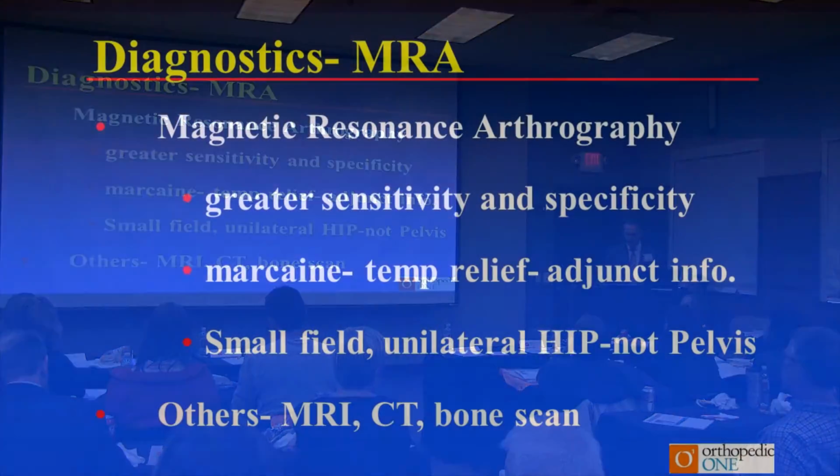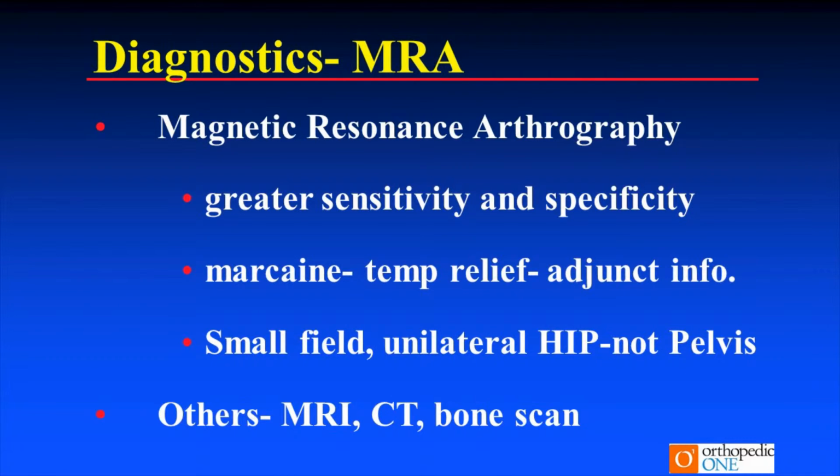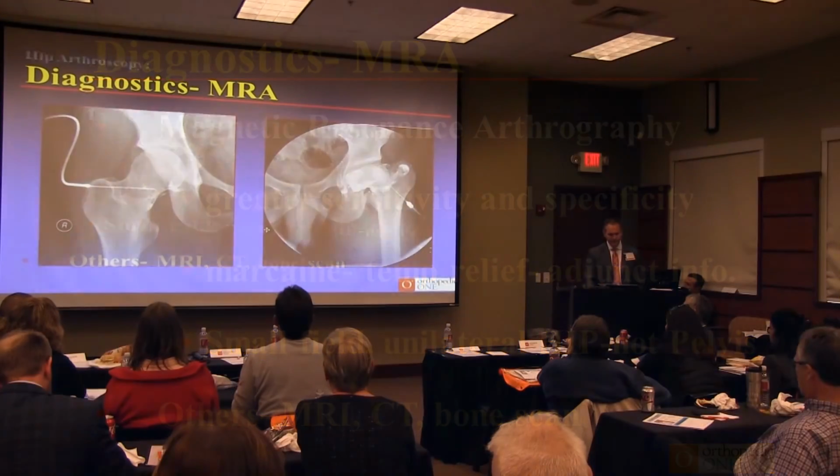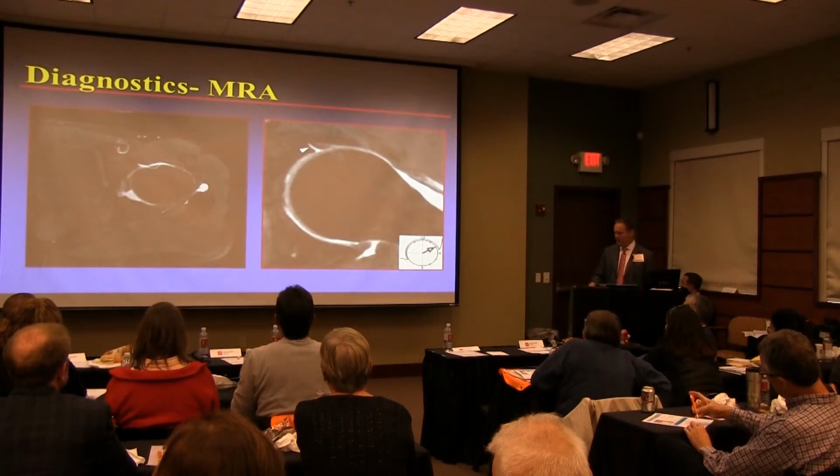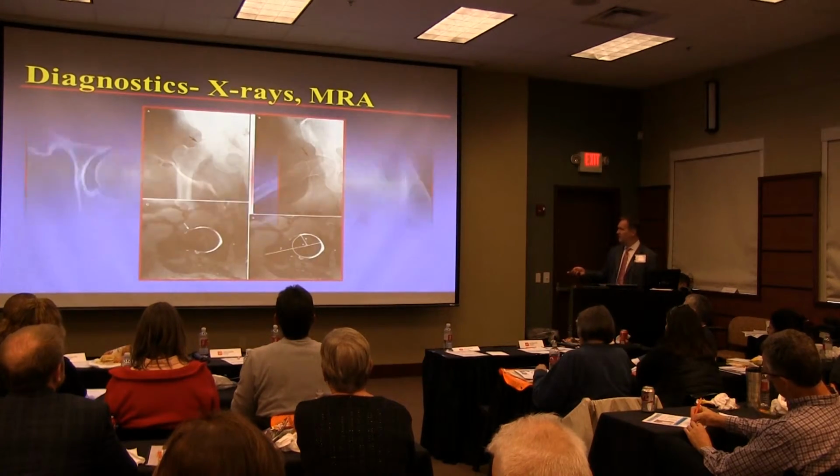So MR arthrography has greater sensitivity, as Dr. Reeder mentioned. This is important: small field, unilateral, hip, not the pelvis. Outside MRIs are sometimes sent to us for hip pain. They have a pelvic MRI. It's essentially worthless if we're looking for a labral tear. So small field, focused on the unilateral hip, not a pelvis MRI. MR arthrogram, you heard about that. Some more pictures of a labral tear.